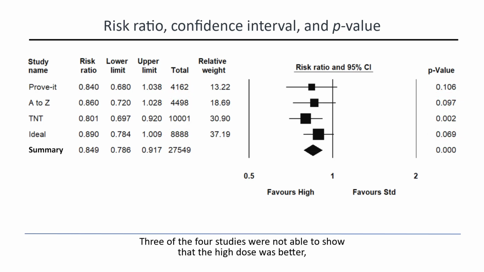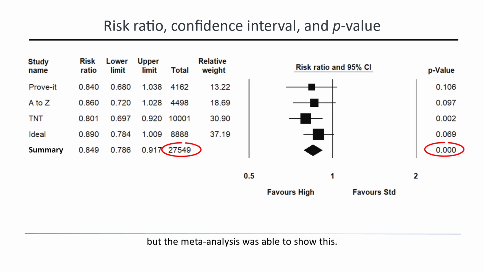3 of the 4 studies were not able to show that the higher dose was better, but the meta-analysis was able to show this. So that's one of the things that we're going to do with a meta-analysis. By synthesizing data from all the studies, we're able to get a more precise estimate of the mean effect size than we could from any single study.